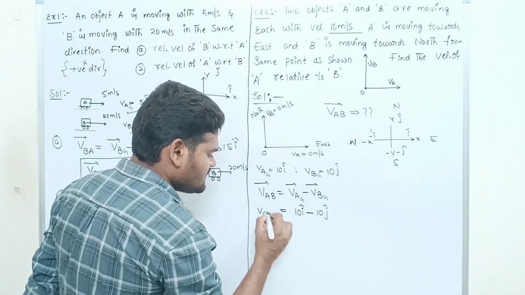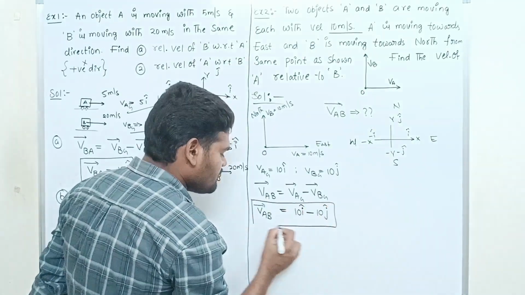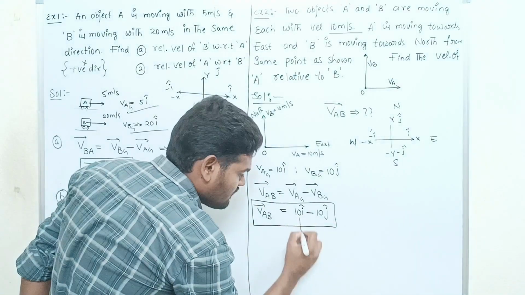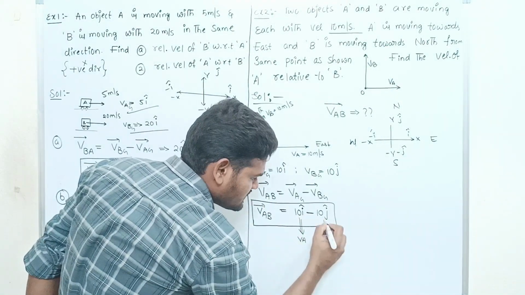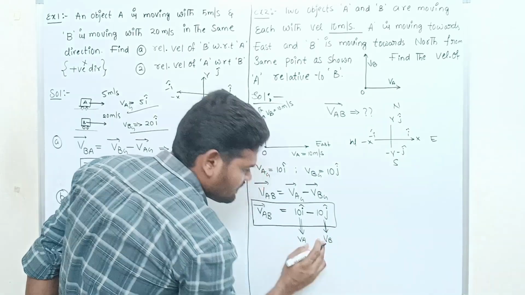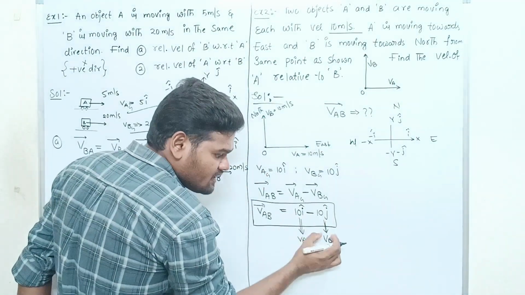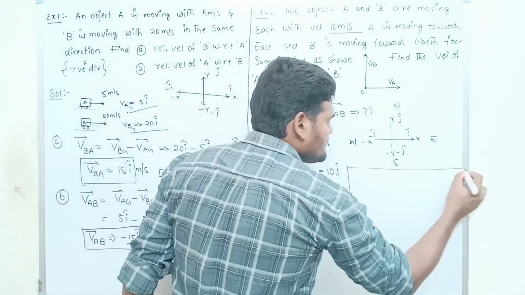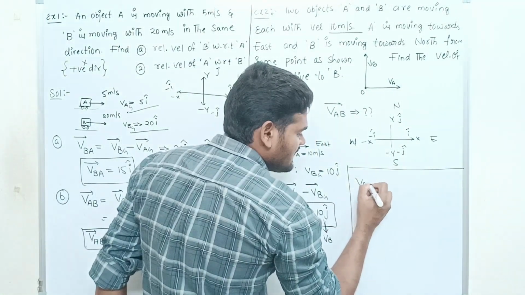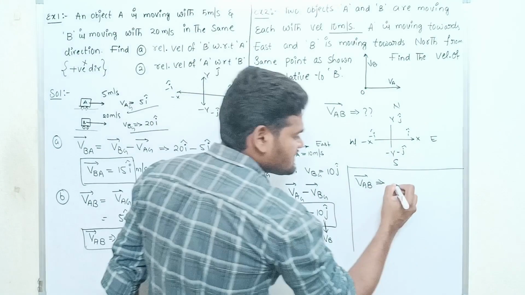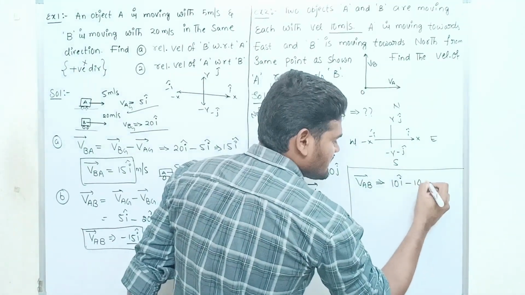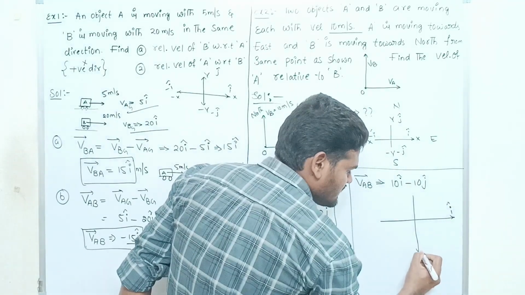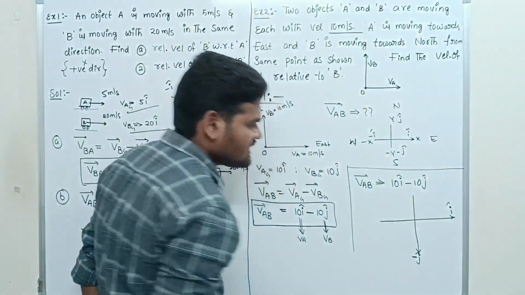So the velocity of object A with respect to B is equal to 10 i cap minus 10 j cap. Now the direction of the relative velocity. Have a look. This is VA, this is VB. From this condition, VA is equal to 10 i cap, VB is equal to minus 10 j cap. So from this relative velocity condition, we can draw the diagram like this. This is 10 i cap minus 10 j cap. This is plus i cap, this is minus j cap.